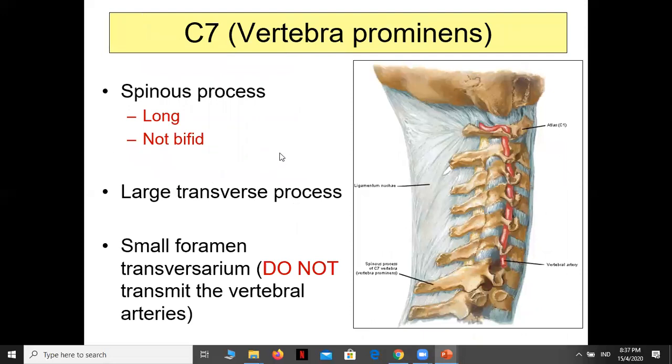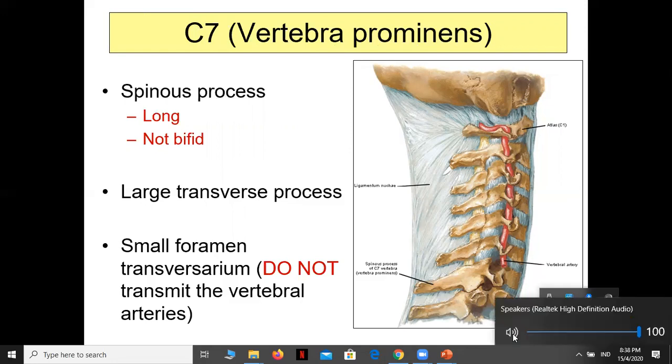Okay, and then now we're going to proceed with the C7, which is one of the examples of the atypical type of cervical vertebra. This C7 is also known as the vertebra prominens. And what are the features of the vertebra prominens or C7? The spinous process, if you see here, this is the spinous process of C7. It is very long and it is not bifid. So that is the feature of the spinous process of the C7.